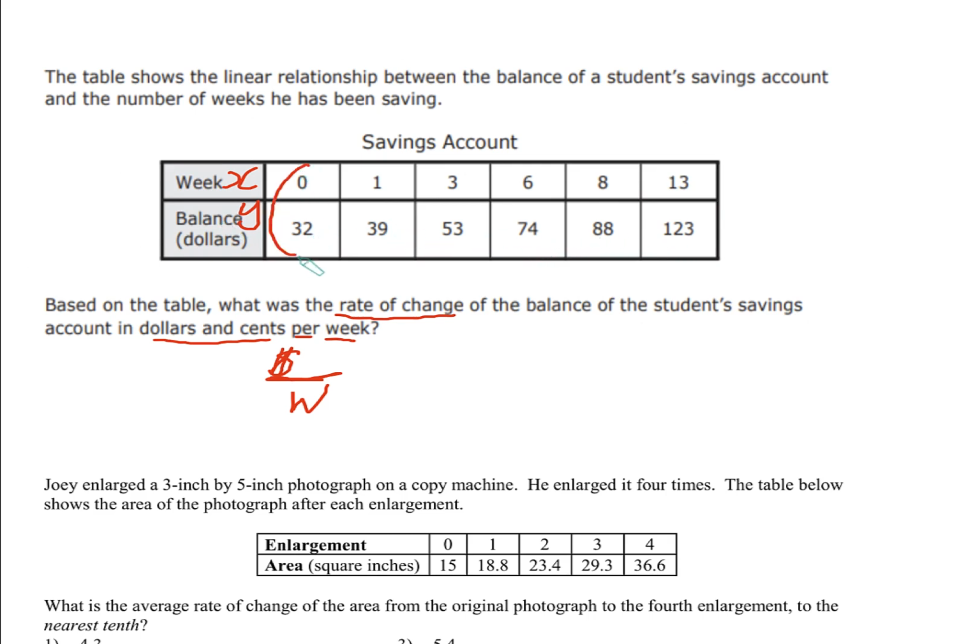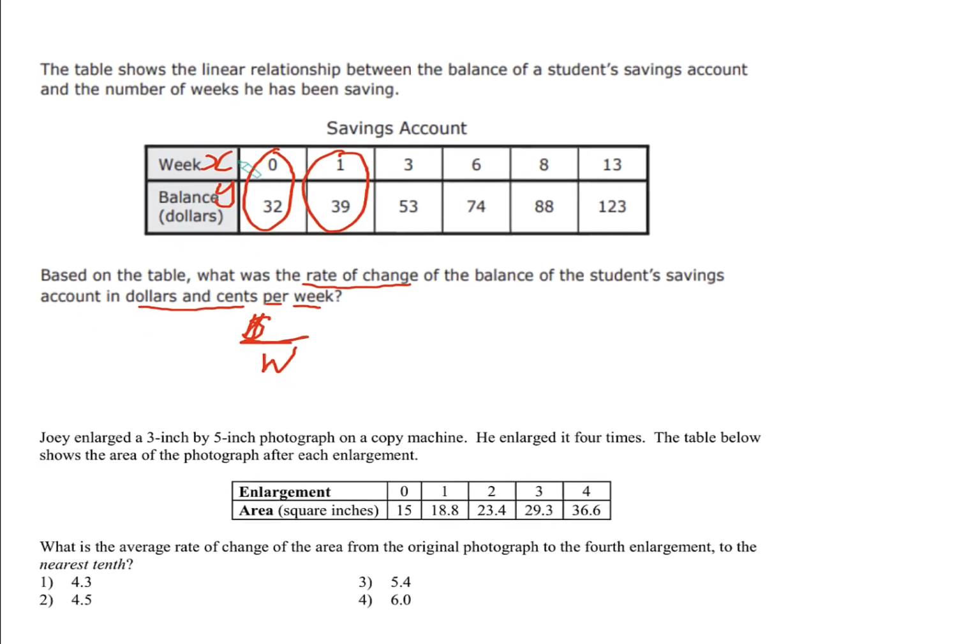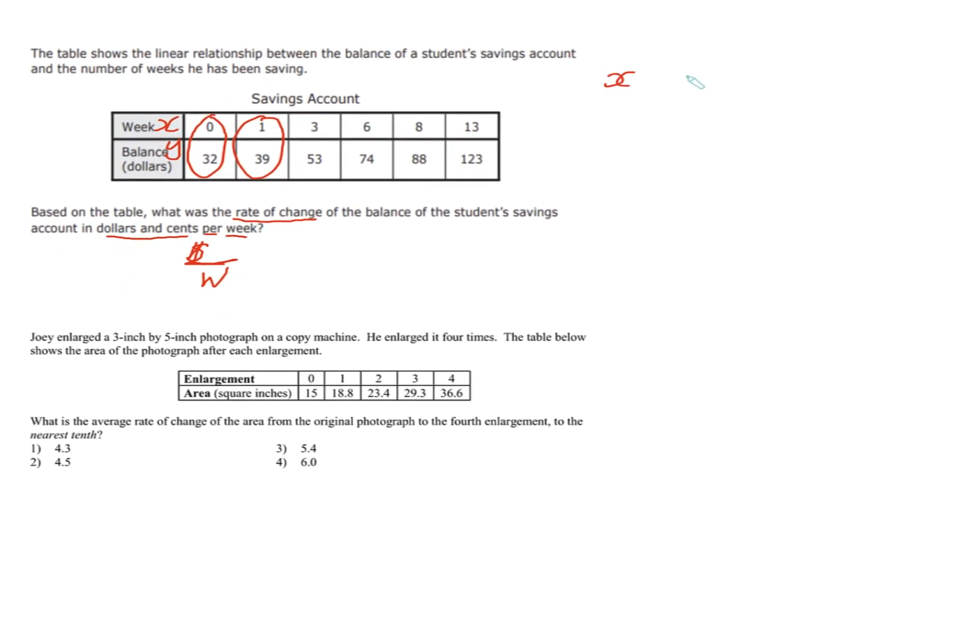So pick two. I'm going to pick this one and this one. Going to line them up on each other. So whenever the table is laying on its side, I tell my students, write x and y so you know who you're working with. So this is your first one. So the x is 0 and the y is 32. And then over here, the x is 1 and it's paired with its y, which is 39.